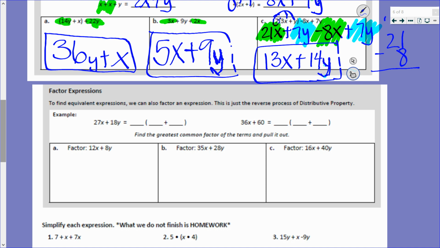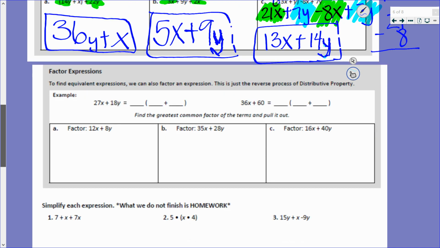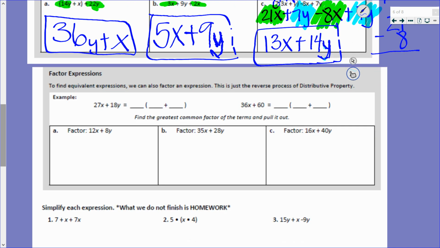So the next part is really the opposite of distributive property. This is another piece on the pre-test for the last one we did that you guys didn't do well on. So let's talk about it because we've given you all the pieces to be able to do this, but we haven't really told you how to put it together. So the other way we can find equivalent expressions is by what we call factoring an expression. It's just a reverse process of distributive property.